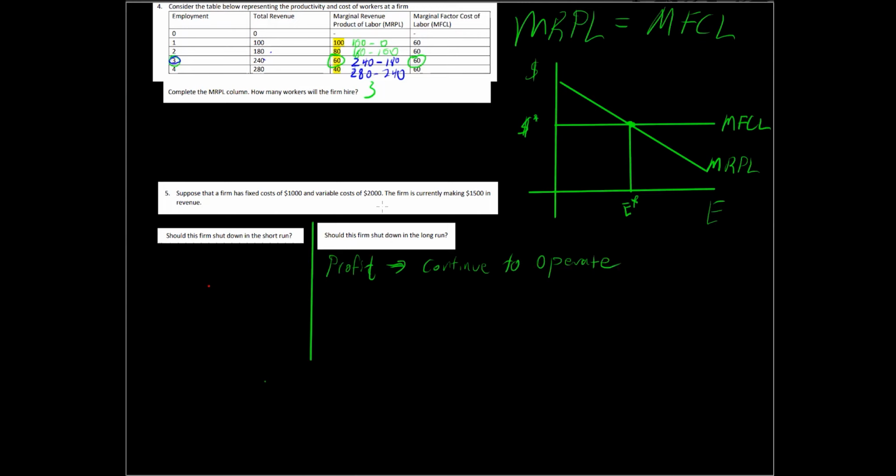Pretty straightforward. We can see that this firm's total costs are equal to variable costs plus fixed costs. So here we've got total cost of 1,000 plus 2,000, so we've got total cost of 3,000. And so $3,000 of costs with $1,500 of revenue. The firm is making a $1,500 loss. So yeah, the firm should shut down in the long run. They should exit.